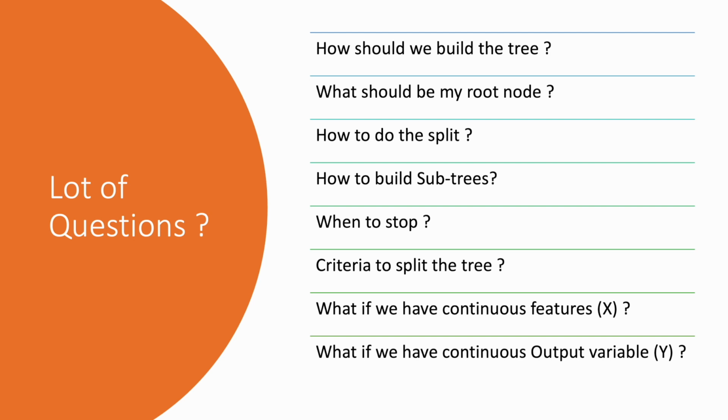How do we build the tree? We already know we build it recursively, top down, and our loss function is entropy. Entropy is something which we are reducing, or information gain is something which we are maximizing.